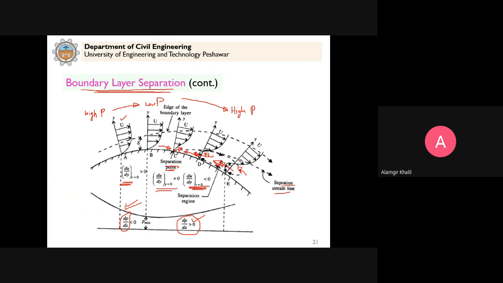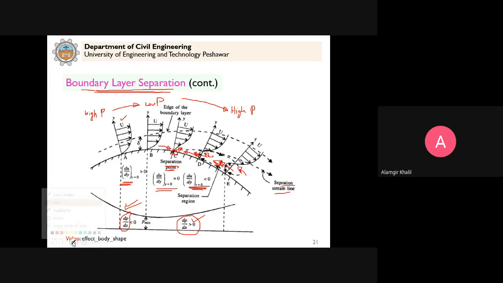Now, this separation and the separation point will depend on several factors. It is not constant that for every type of flow, the point will be essentially this point. No, this occurrence will depend on several factors, as you saw in the video, because you can see this is not constant.